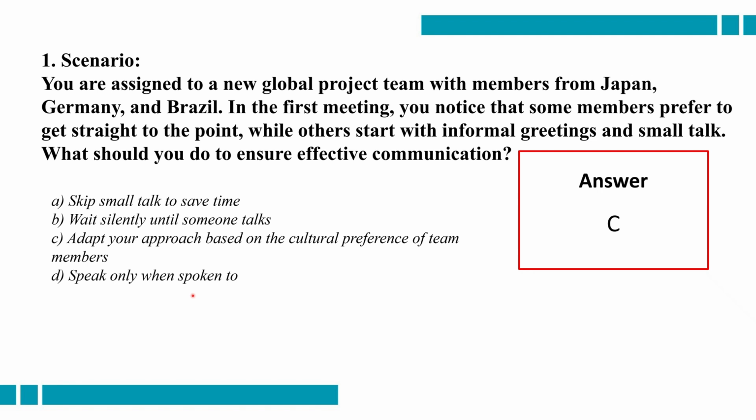So, if you only stick to one style, either skipping small talk or staying silent, you risk making some team members uncomfortable. So, the best practice is to adapt your style depending on the situation and the cultural background of your teammates. So, this shows flexibility, cultural sensitivity, and respect. And also, if questions like this come in your articulation exam, always choose the answer that highlights adaptability, respect for cultural differences, or effective communication. So in this case, the correct option is C.